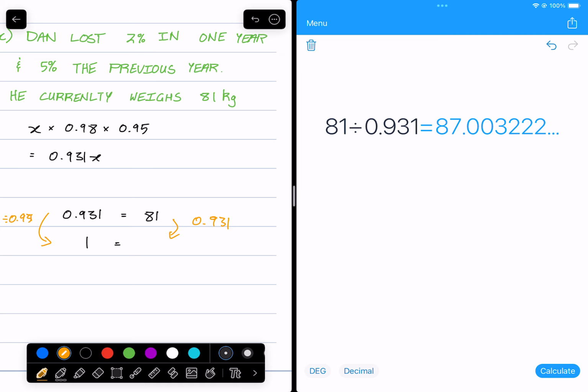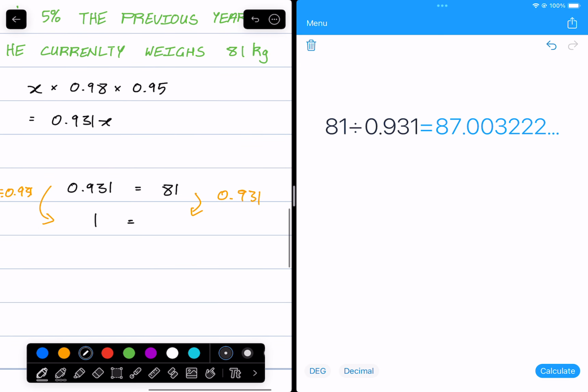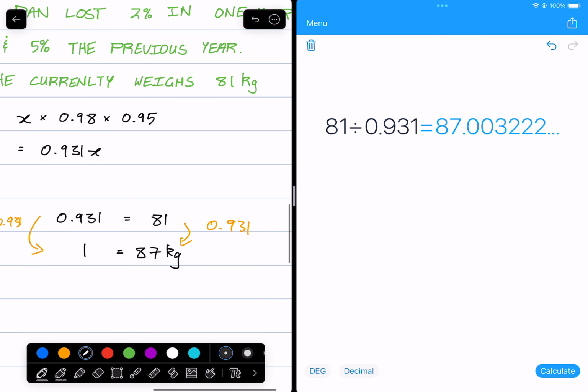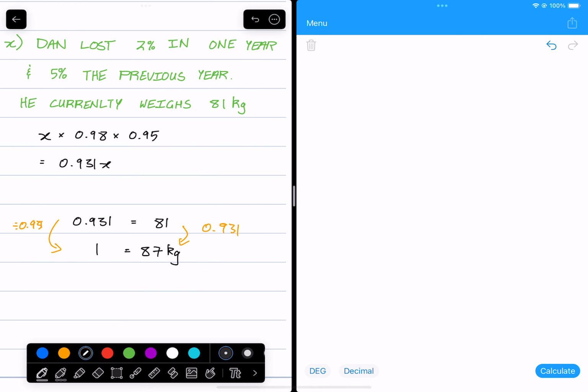So 81 divided by 0.931. That gives us 87.00000, which we're just going to round to 87 kilograms. So Dan's original weight 2 years ago was just 87 kilograms.